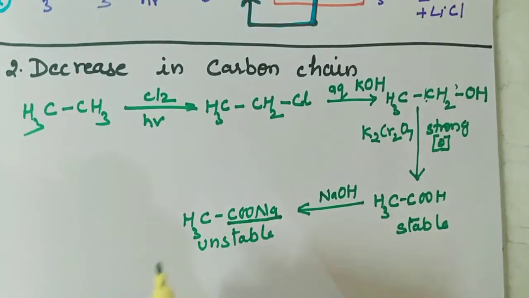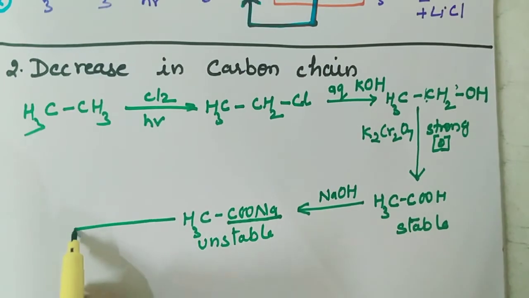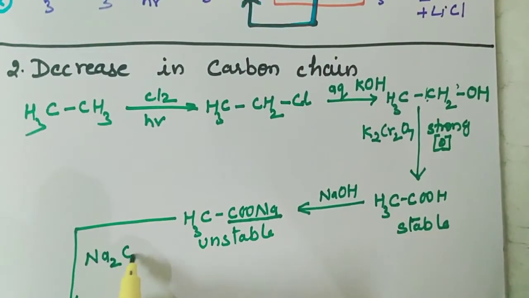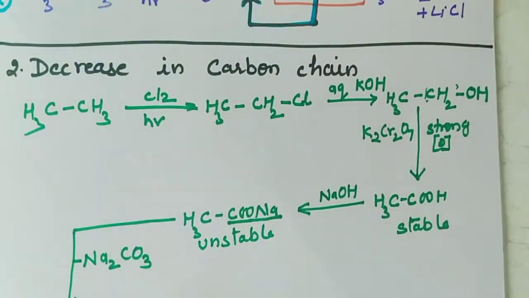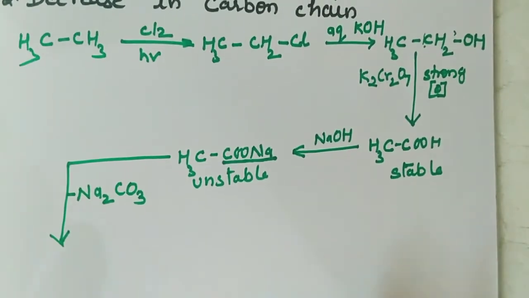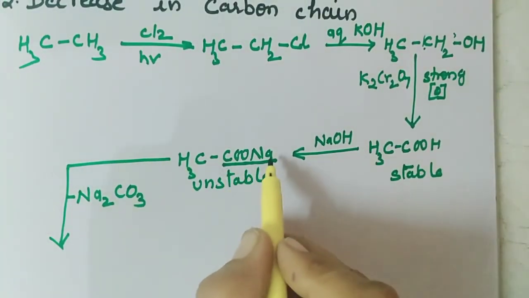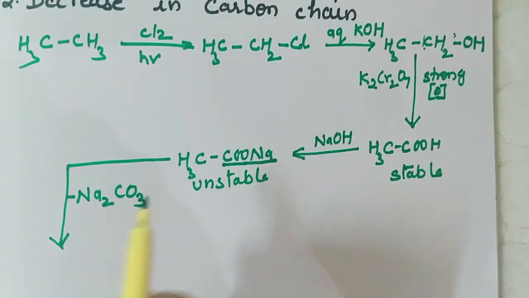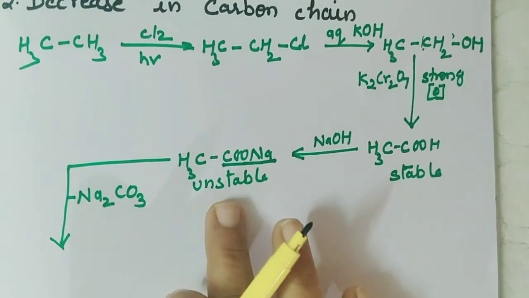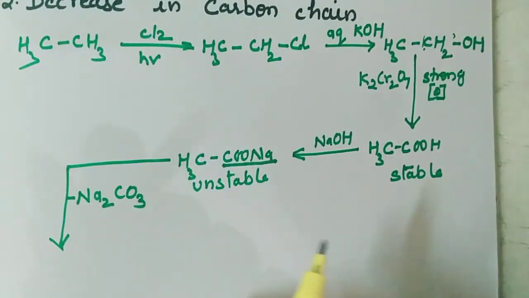Now how to remove? This COO and Na can be removed by converting it into Na2CO3. अब हम इसके लिए क्या करेंगे? Na2CO3 के फॉर्म में हमको थोड़ा सा बेटा अपना ब्रेन यूज़ करना है. हम इसको रिमूव कर सकते हैं Na2CO3 के फॉर्म में. हाउ टू डू? हम क्या करेंगे? इसको Na2CO3 में कन्वर्ट करने के लिए what we are going to do, we will react this unstable compound of sodium acetate with soda lime.